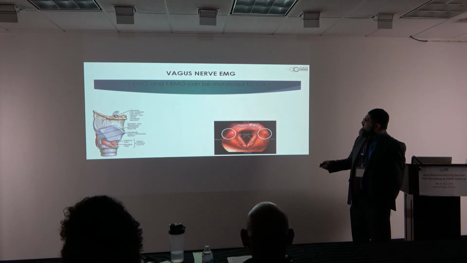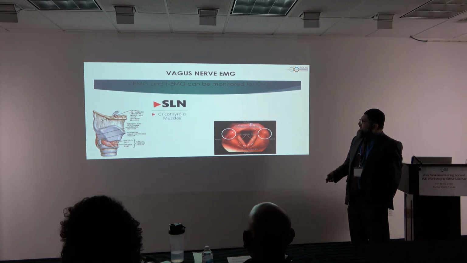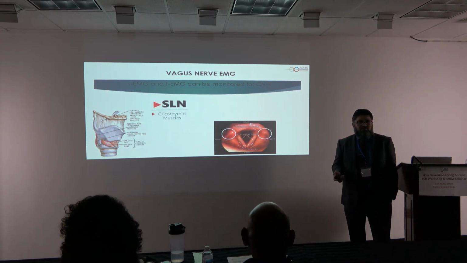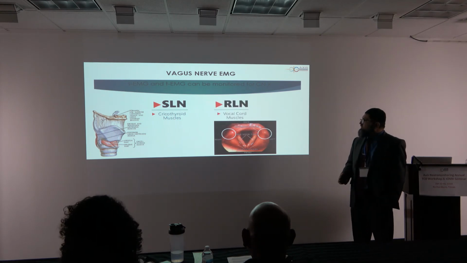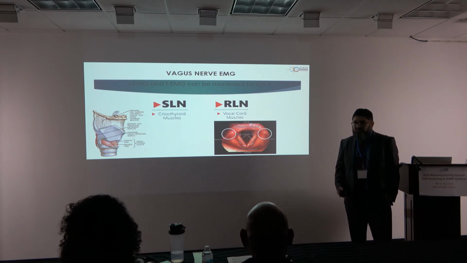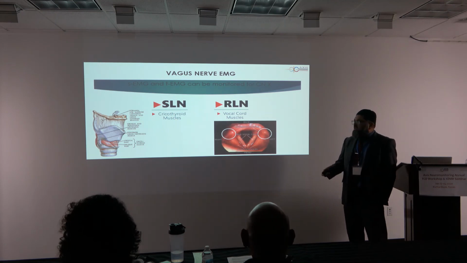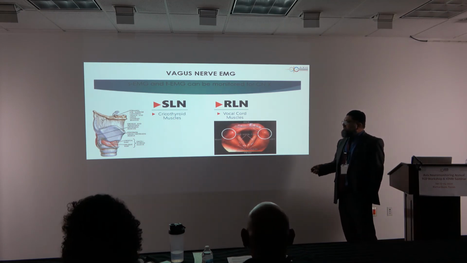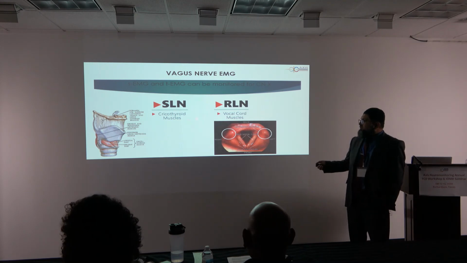So the vagus nerve. Again, we have the superior laryngeal nerve and the recurrent laryngeal nerve. Most people do recurrent laryngeal. Has anyone done superior laryngeal nerve monitoring? No, because if you monitor only the recurrent laryngeal nerve, the patient can still wake up with a hoarse voice. So you need to make sure to offer the surgeon to put an electrode in the cricothyroid muscles, which is where? Right here.